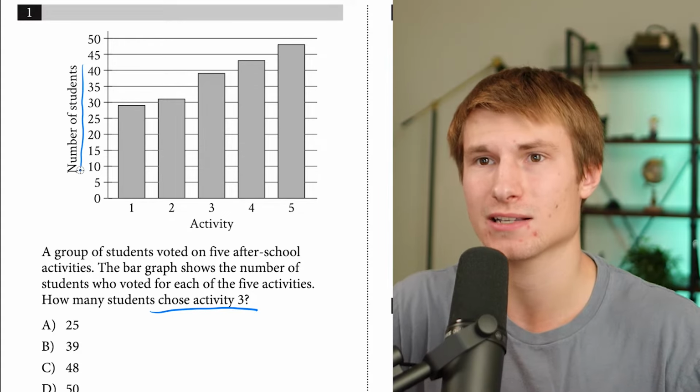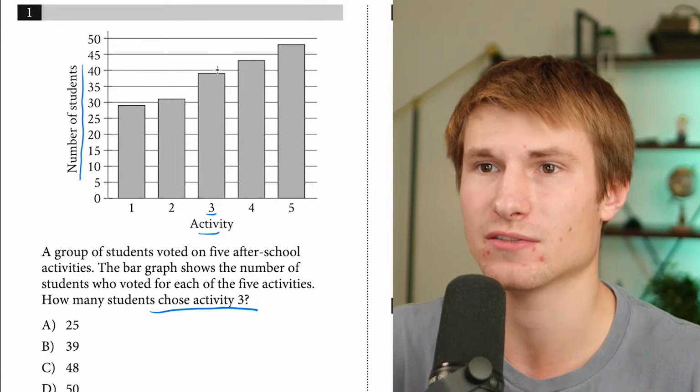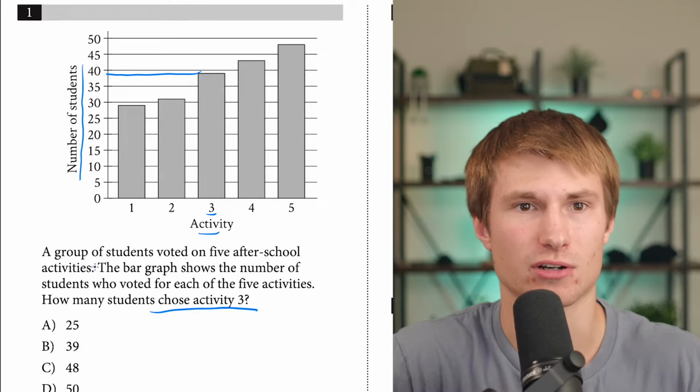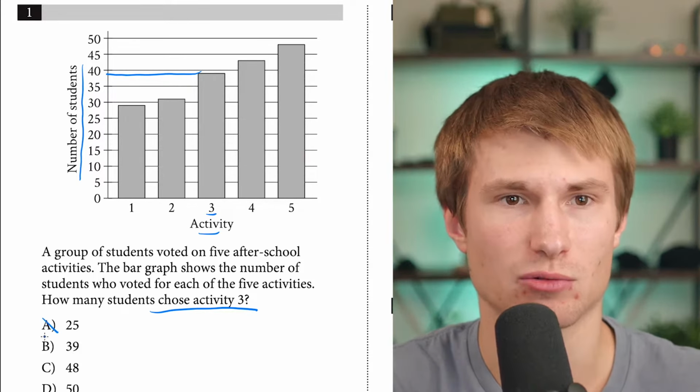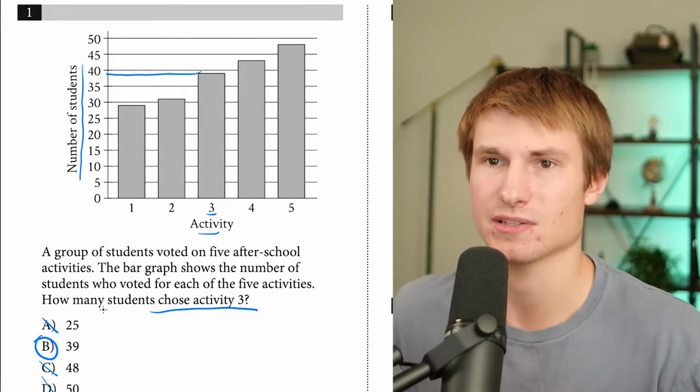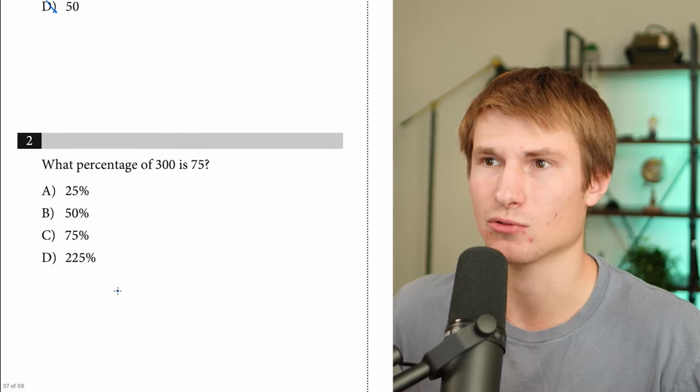I see my y-axis is number of students. I look for where we have activity 3, and I'll go over to my y-axis. I see it's right around 39. So we've got option A, 25, option B, 39, option C, 48, and option D, 50. As you can see, 39 will be our answer there. Let's move on to question number 2.